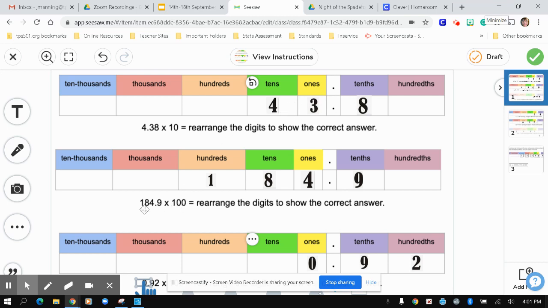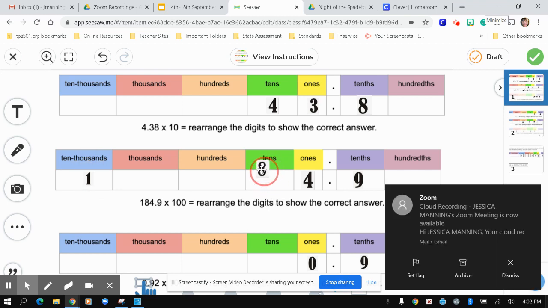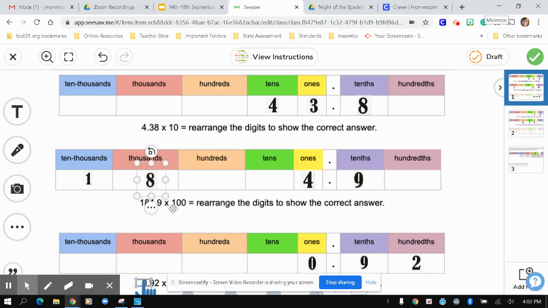Now, if we are multiplying like this one, times 100, 184 and 9/10 times 100, we're not going to take one step up the place value chart. We're going to take 2 steps because we're multiplying it by a power of 10. So my 8, which was 80 originally, times 100, it's not going to move one step up, it's going to move 2 steps up because of the 2 zeros. Because we said 100 is the same as 10 times 10.